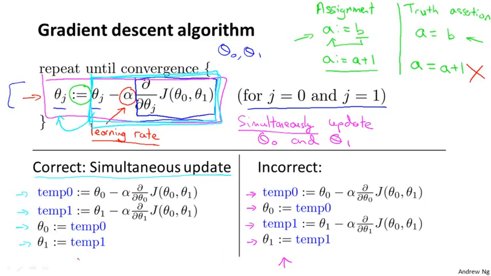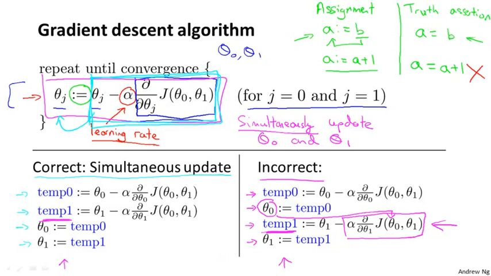And the difference between the right-hand side and the left-hand side implementations is that if you look down here at this step, if by this time you've already updated theta 0, then you would be using the new value of theta 0 to compute this derivative term. And so this gives you a different value of temp 1 than the left-hand side, right? Because you've now plugged in the new value of theta 0 into this equation. And so this on the right-hand side is not a correct implementation of gradient descent.